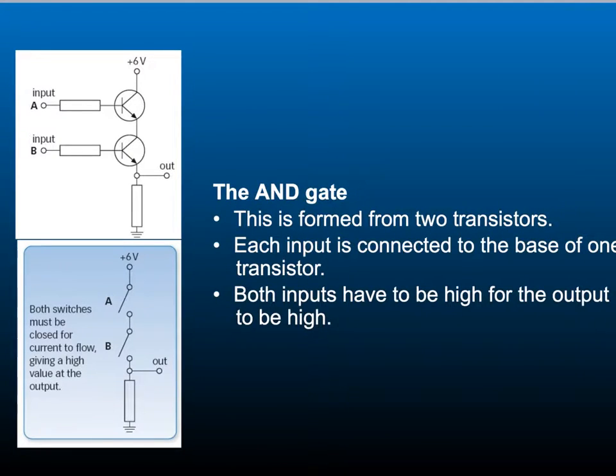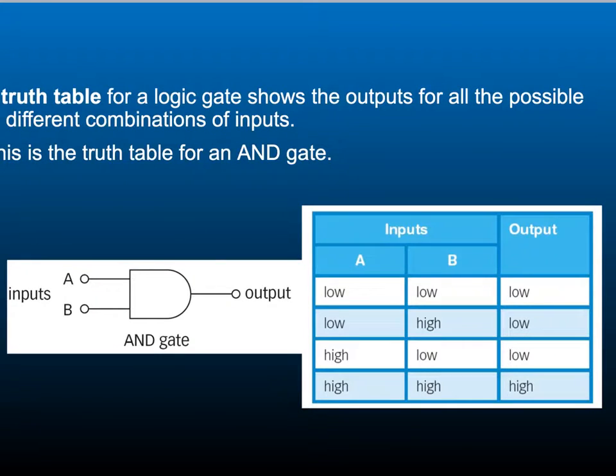The most common logic gates are the AND gate, the OR gate, and the NOT gate. The AND gate is made from 2 transistors connected like this. Each input is connected to the base of one transistor, here and here. Both of the inputs have to be high for the output to be high. If either one of them is low, then the output will be low. This is the symbol we use for the AND gate, because drawing 2 transistors out in that circuit can look quite complicated. But if we use this, we can do much more complicated circuits with simpler symbols.